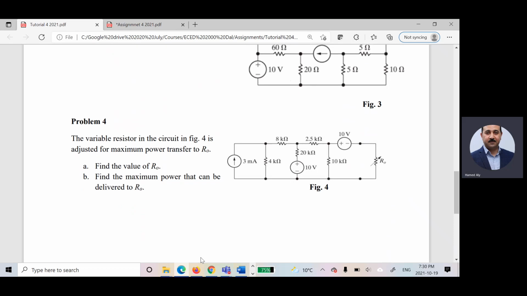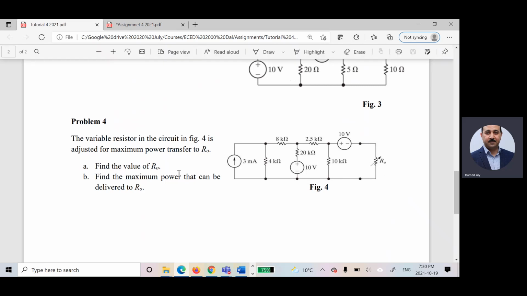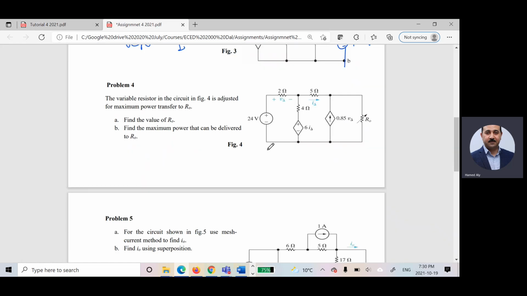So problem number 4 here in the tutorial, I'm saying the variable resistor in this circuit is adjusted for the maximum power. Can you please find RO for the maximum power? Can you please find the maximum power? But this problem is harder than the assignment problem. I'll show you why.